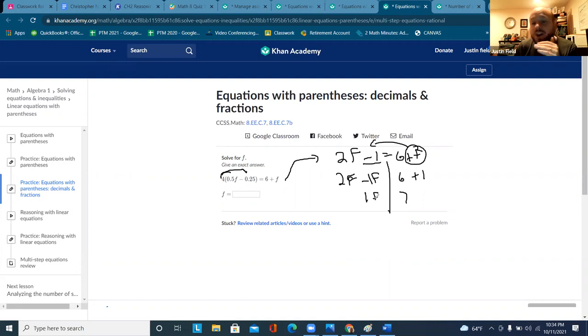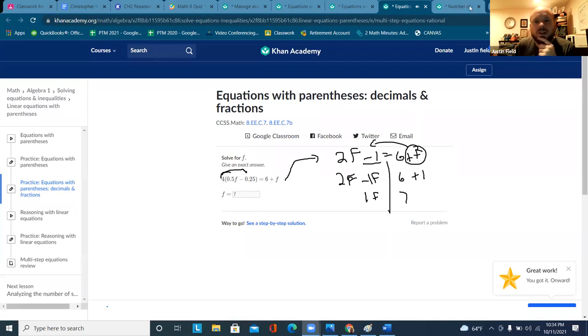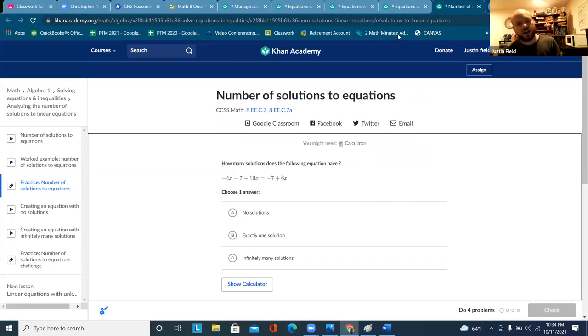1f equals 7. You don't have to divide both sides by 1, okay, because that doesn't change a thing. 7 is what I have. If I divide 7 by 1, it would still be 7. So 7 it is. Look at that. 3 for 3.